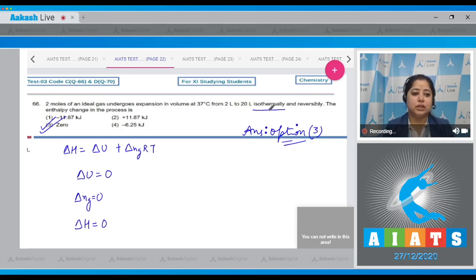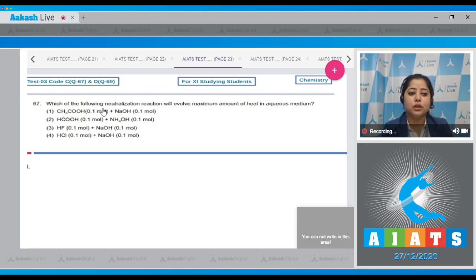Proceeding to next, which is 67. Which of the following neutralization reactions will evolve maximum amount of heat in aqueous solution? Students, we already know that when 1 gram equivalent of a strong acid neutralizes 1 gram equivalent of a strong base, the heat released is 57.1 kilojoules. And if there is a strong base with a weak acid, or a strong acid with a weak base, the heat released is less than 57.1 kilojoules.